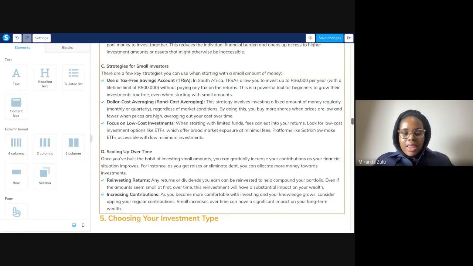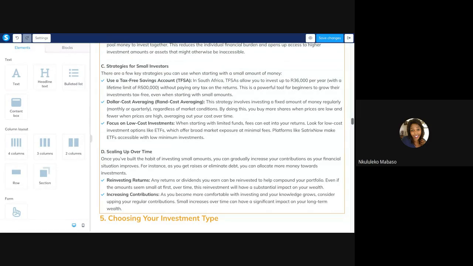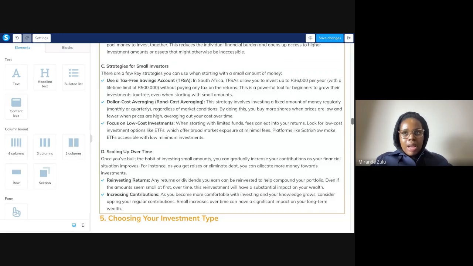So I think it depends on what you've invested in, and whatever's in your tax-free savings account, what is the mix attached to that? What does that look like? Okay. And then you just keep compounding the return based on what is made up in your tax-free savings account. Okay.